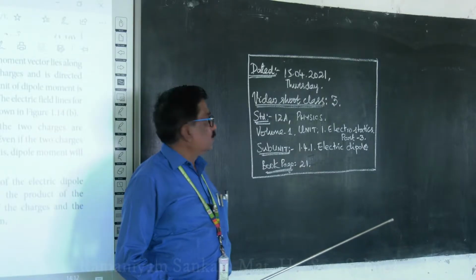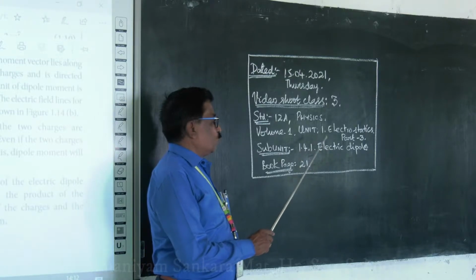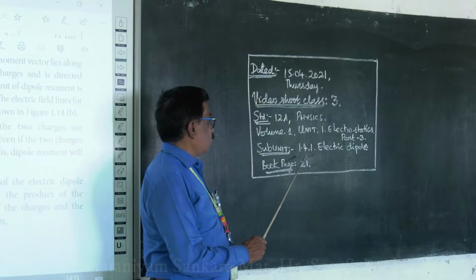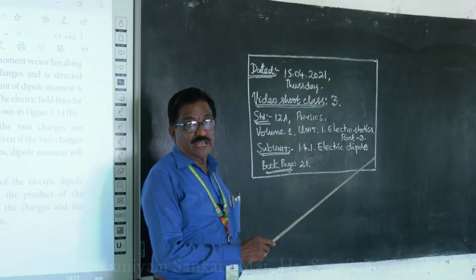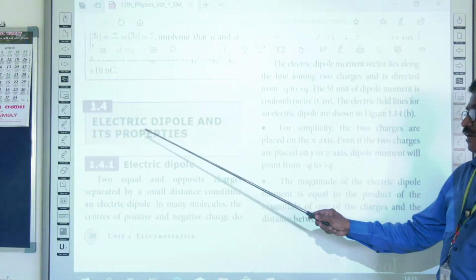Good morning, students. Today we are going to see the third part of Unit 1 Electrostatics, in which the subunit is 1.4.1 Electric Dipole. We go to the PDF now. See the heading Electric Dipole.